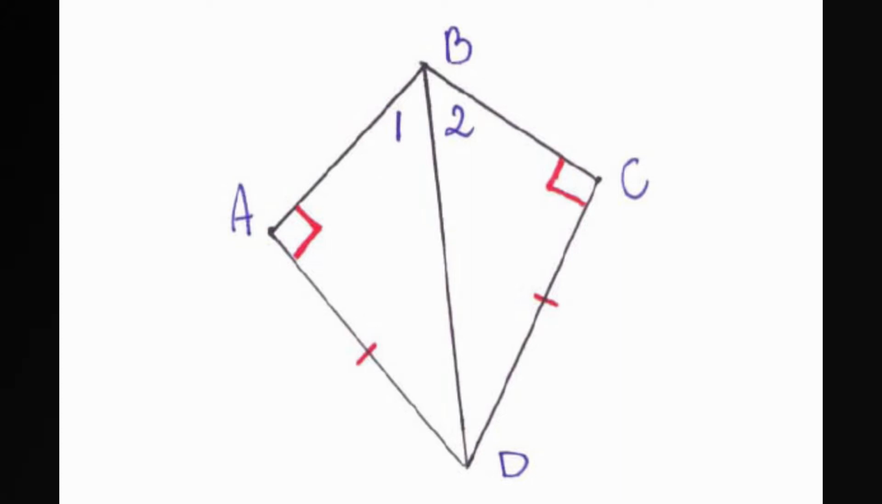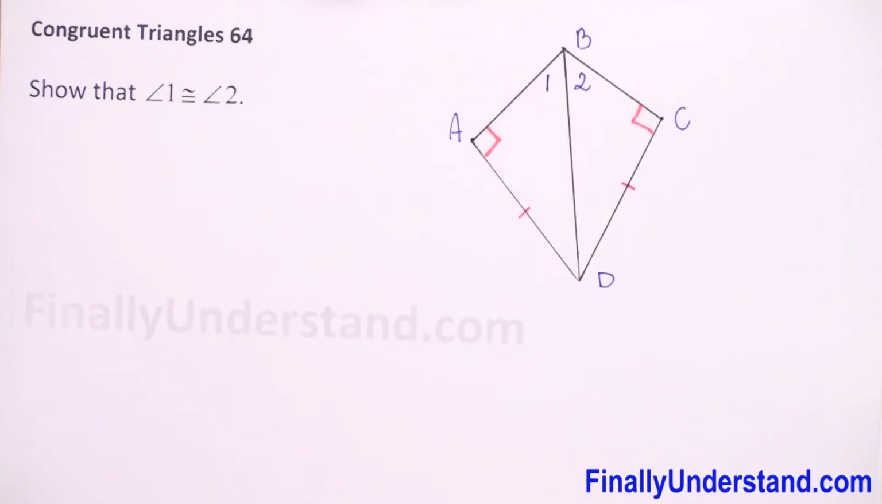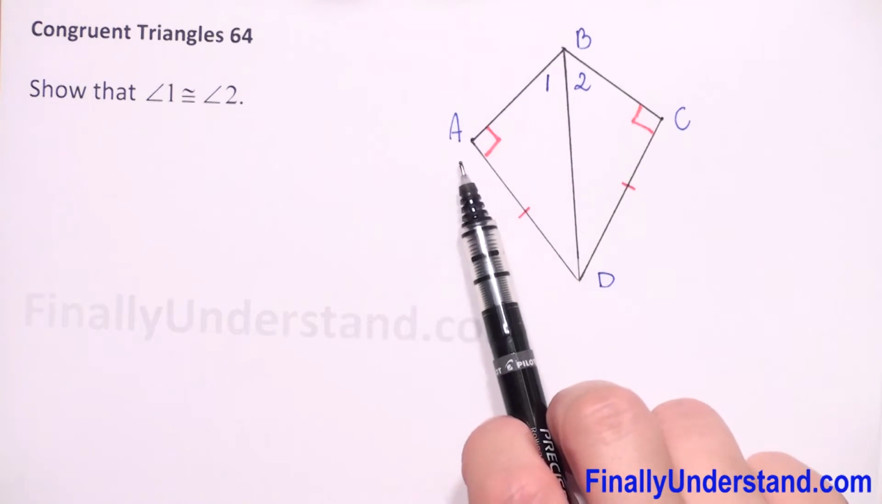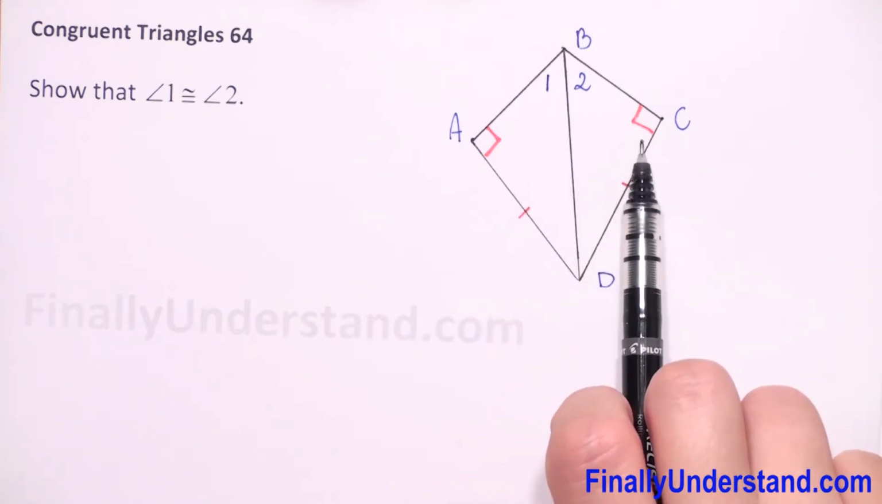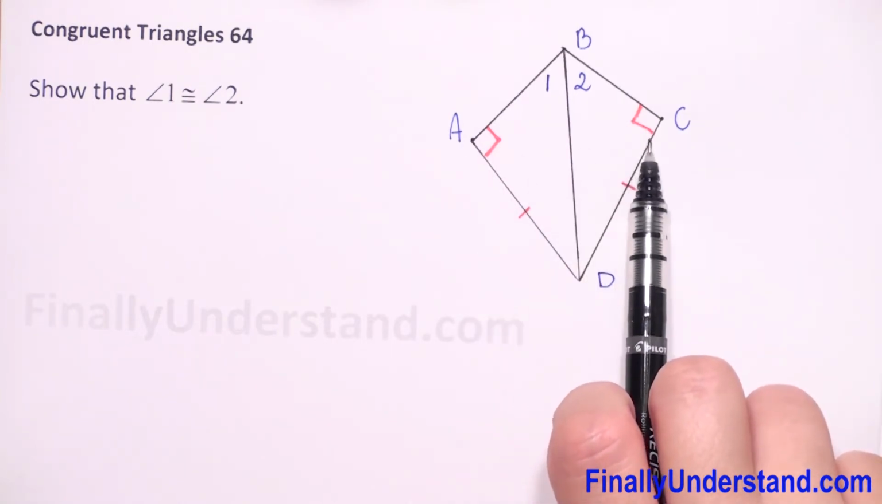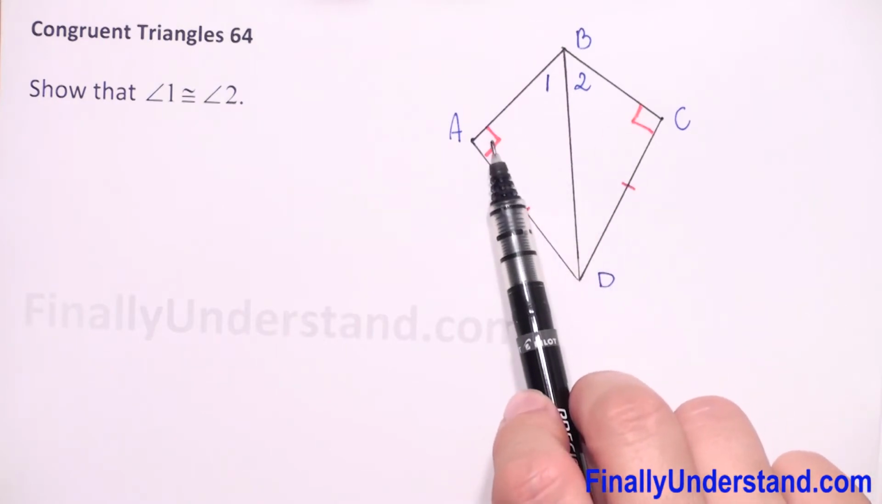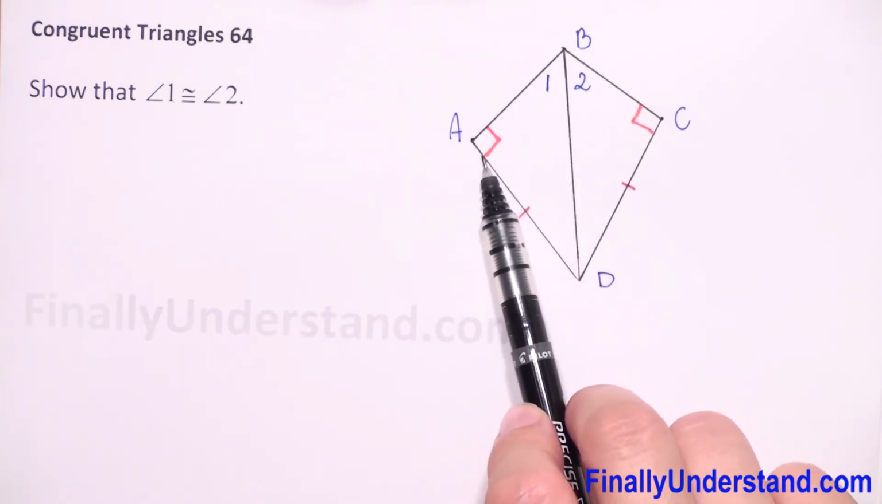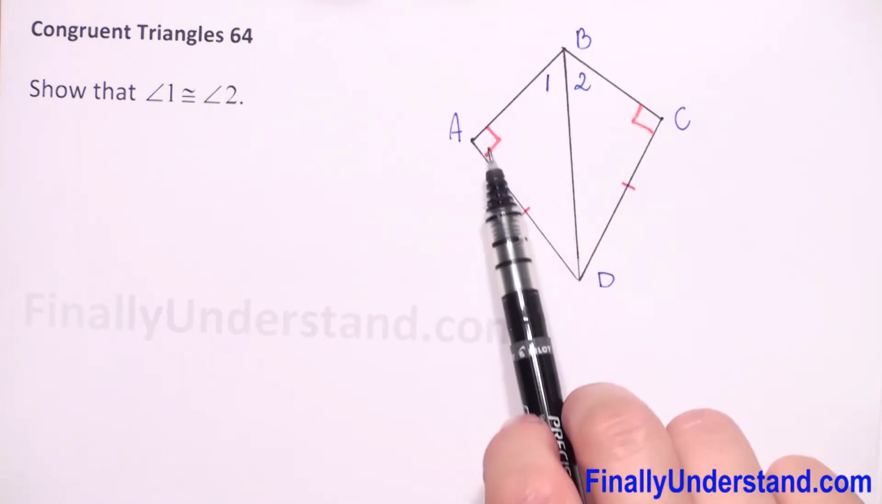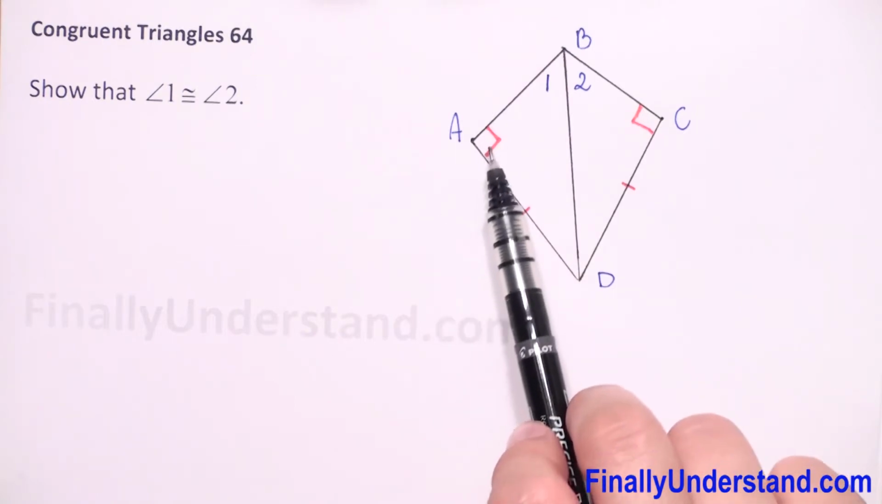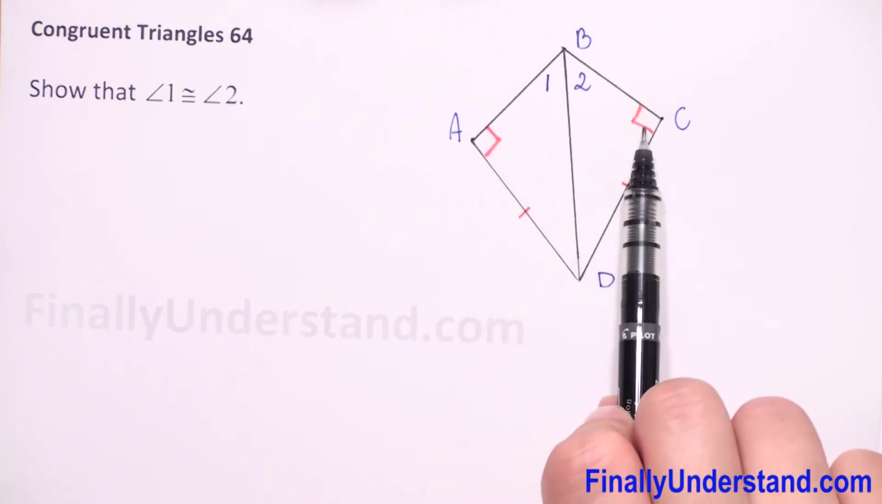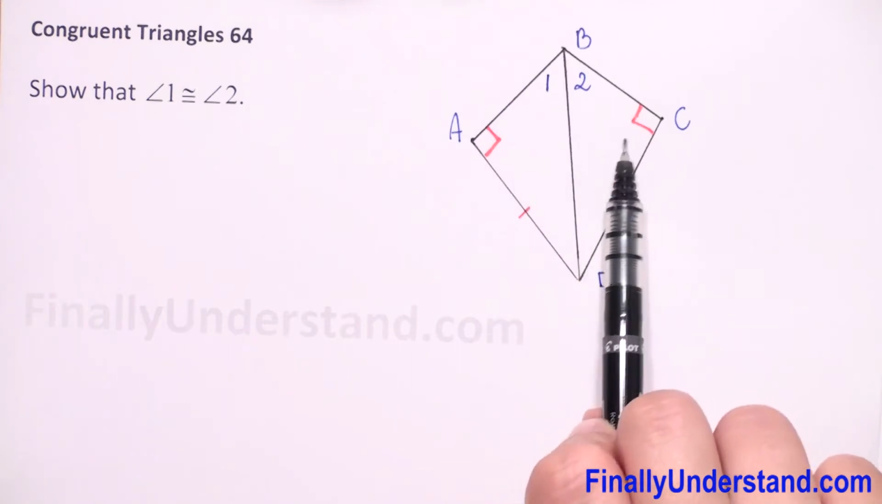We have to show that angle 1 and angle 2 are congruent. From the given diagram, we have that angle A is congruent to angle C, and this angle has this red square, you can say it's a red mark. It means that these two angles are right angles.